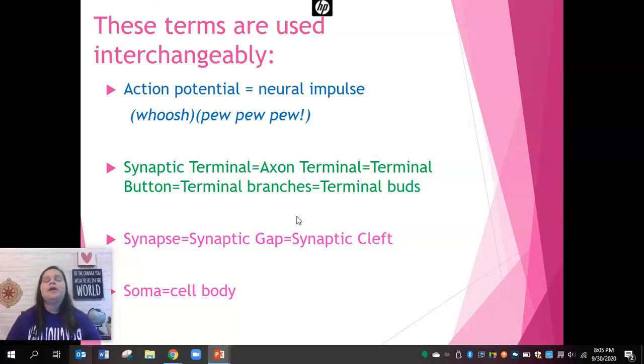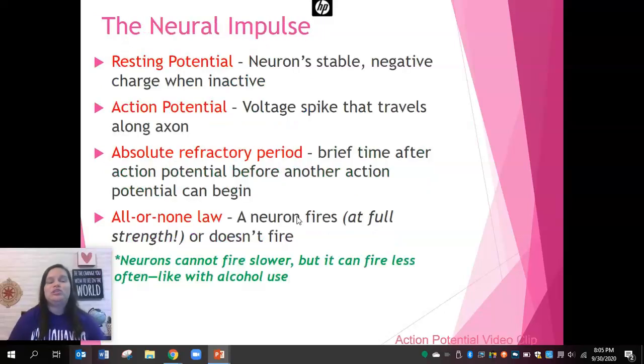The synaptic terminal, the axon terminal, those are also called the terminal button, the terminal branches, the terminal buds. So you can see that they all have in common terminal, which means the end. The synapse is sometimes called the synaptic gap or the synaptic cleft. So both indicating that space in between the neurons. And the soma, also called the cell body. We talked about with the somatic nervous system that soma means body. So same thing, the cell body, but just enough to confuse you, so just make sure you know them all.